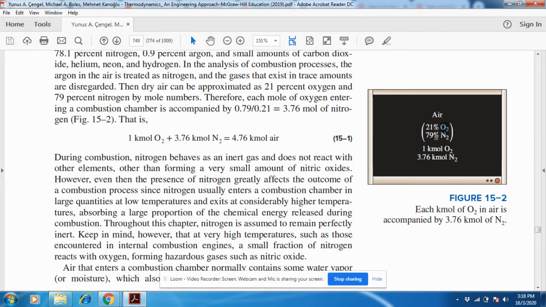So if we take a ratio, we get this information. Every single kilomole of oxygen is having 3.76 kilomoles of nitrogen linked with it. Or in other words, if we are using oxygen from air, for every single kilomole of oxygen, we need 4.76 kilomoles of air. So once again, every kilomole of oxygen in the air is associated with 3.76 kilomoles of nitrogen, and to get 1 kilomole of oxygen from the air, we need 4.76 kilomoles of air.